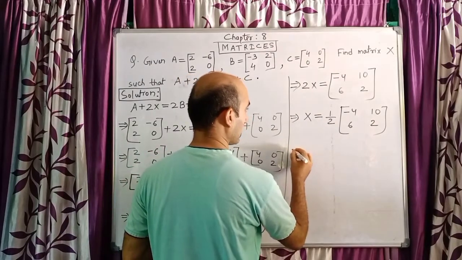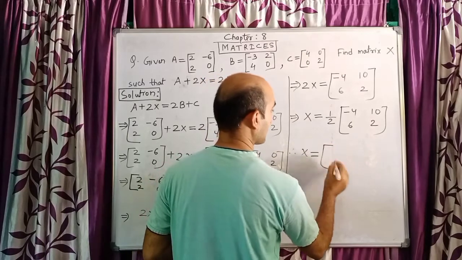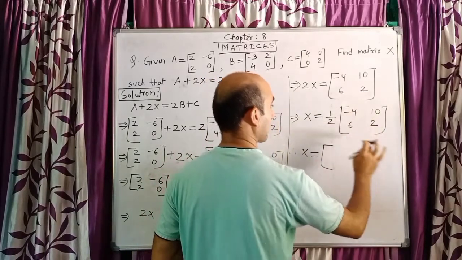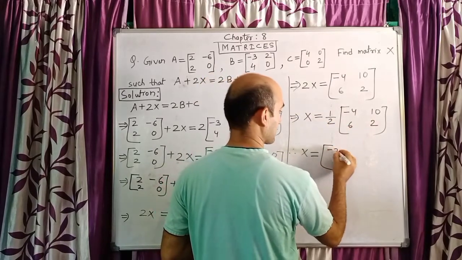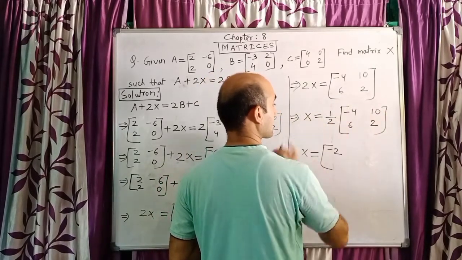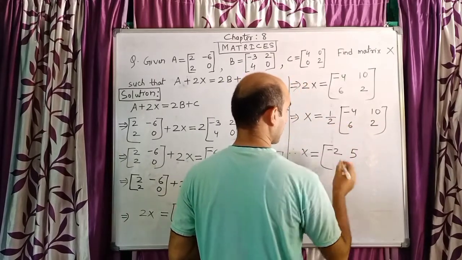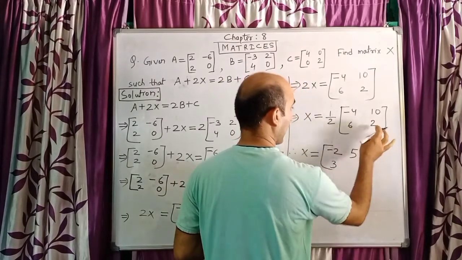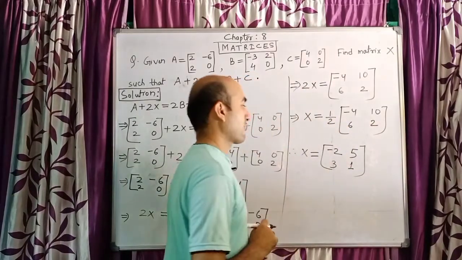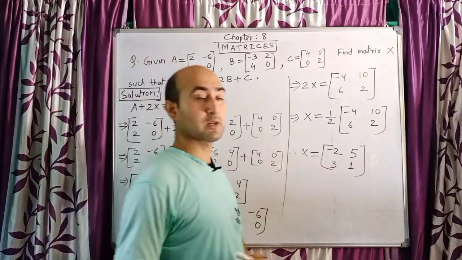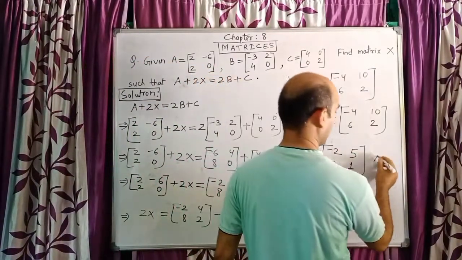Now you can finalize your answer and write x equal to, now this 2 will go and divide every element. Minus 4 divided by 2 is minus 2. 10 divided by 2 is 5. 6 divided by 2 is 3. And 2 by 2 is 1. So after division, this is our final answer. So the value of x will be the matrix minus 2, 5, 3 and 1. So this is our answer.